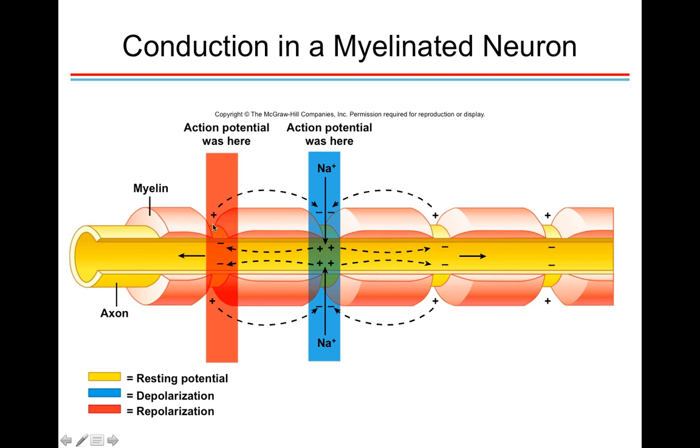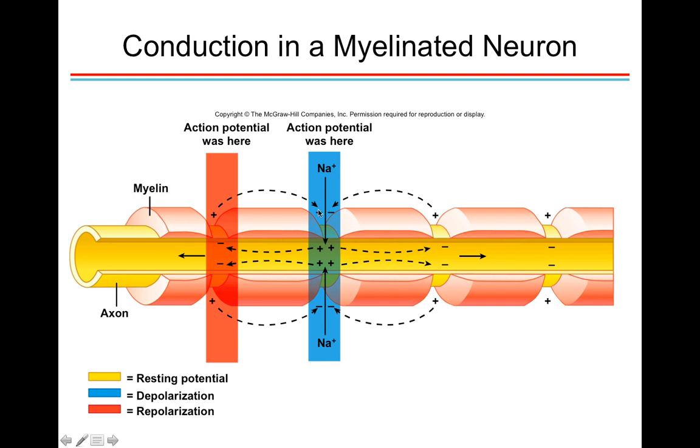And then after the voltage-gated sodium ion channels in this node close, the voltage-gated potassium channels are going to open. Potassium is going to rush out, right? Red is showing the repolarization. The blue is showing the depolarization, right? So red means potassium is rushing out, and blue means the sodium is rushing in.